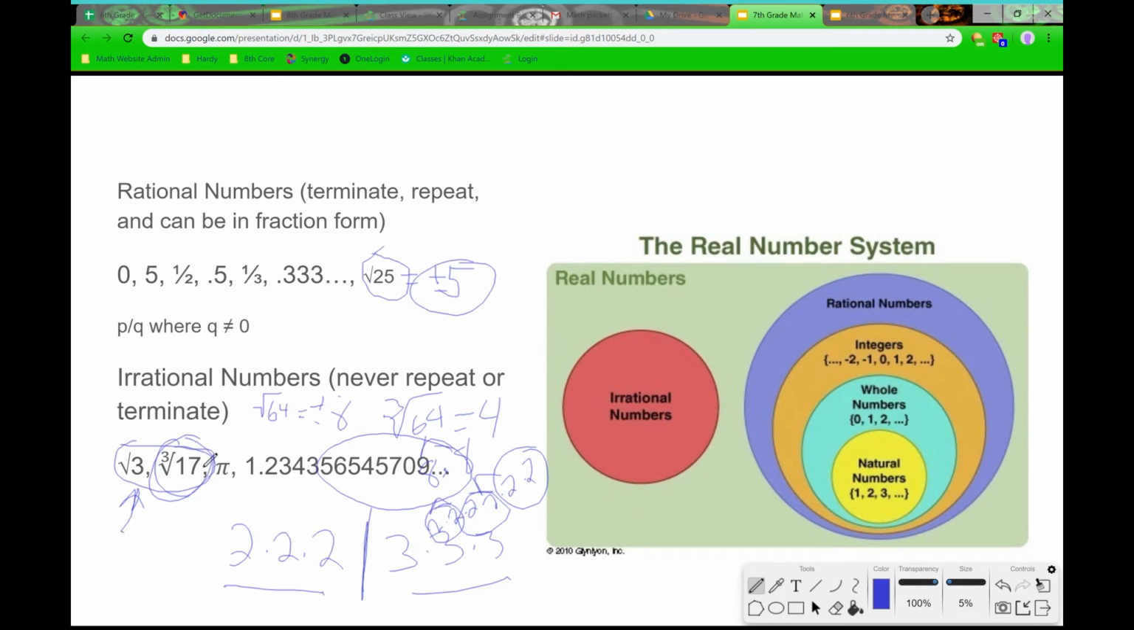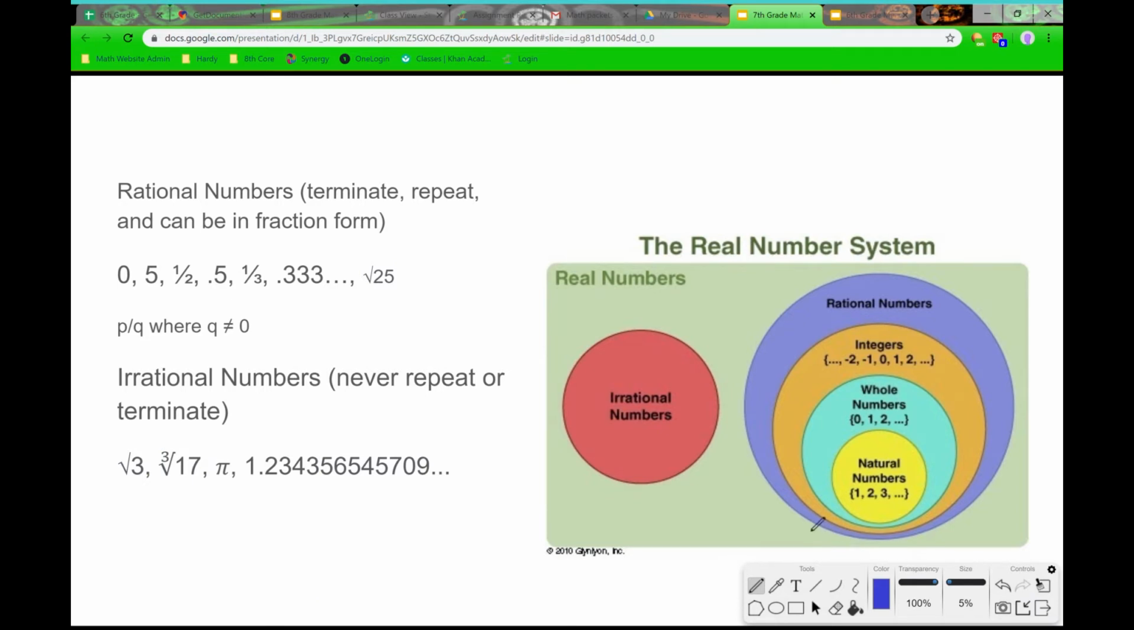But these two here, because they don't have that perfect cube, in this case they're both prime numbers, they are not capable of being rational. So they are irrational numbers.